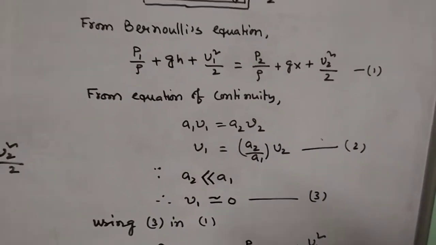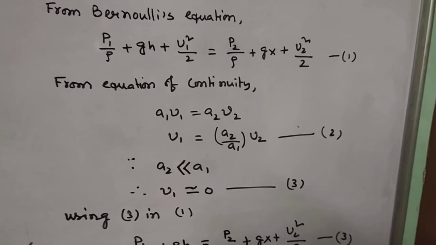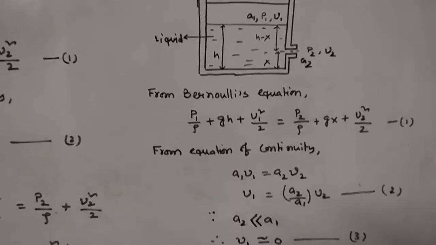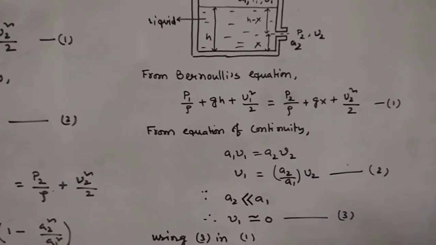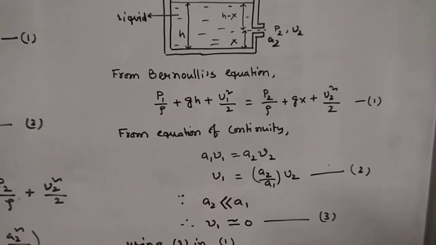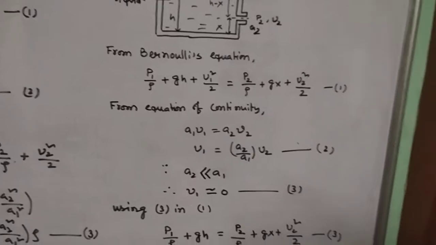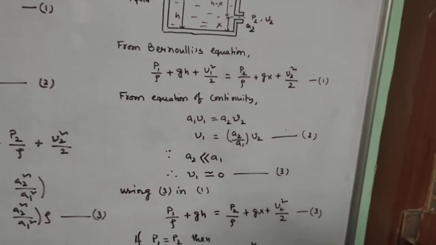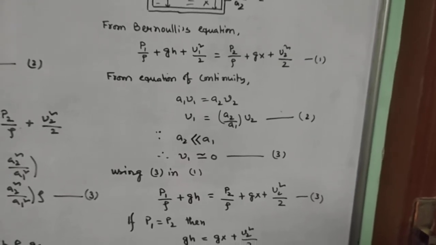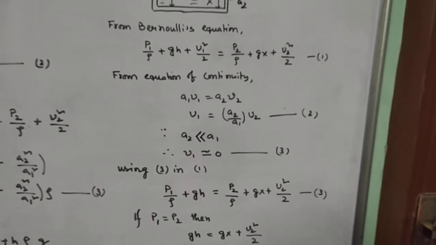So if A2 is very less than A1, then V1 is approaching towards 0, you can consider. It means the velocity with which the liquid free surface is getting down, you can neglect that velocity. It is almost tending towards 0. That's your V1, because A2 by A1 is very less, and under that condition you can consider V1 approximately 0. Now if you apply this equation 3 in equation 1, you will see that P1 by rho plus gh equal to P2 by rho plus gx plus V2 square by 2, because V1 is your 0.